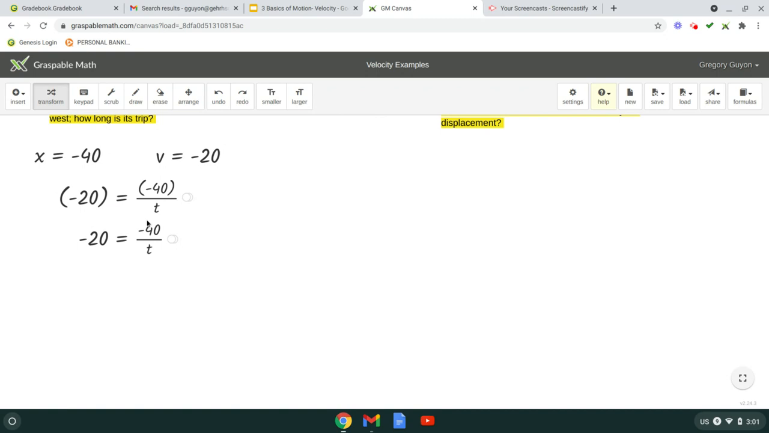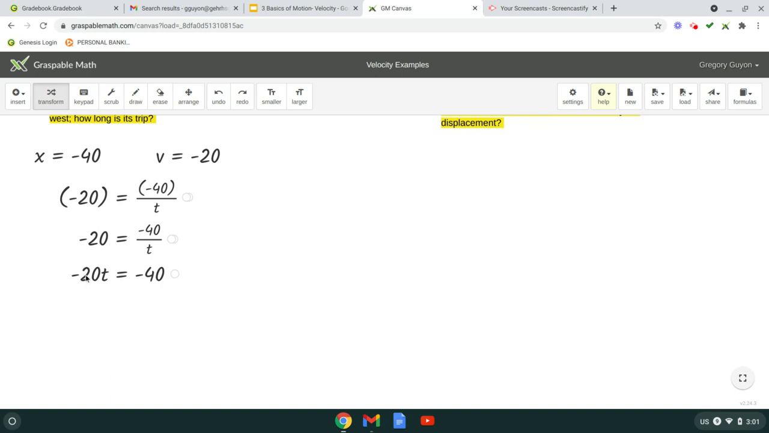Okay, we have a variable at the bottom of a fraction. Whenever this happens, we have to move that variable out from there. And because it's negative 40 divided by t, we have to multiply both sides by t. So if I just take it with Graspable Math and I drag it over, I can see that it will allow me to multiply. It will not allow me to divide. It's not giving me that choice. So it will only allow me to multiply. So I put it right next to my 20. And now I've got negative 20t equals negative 40.